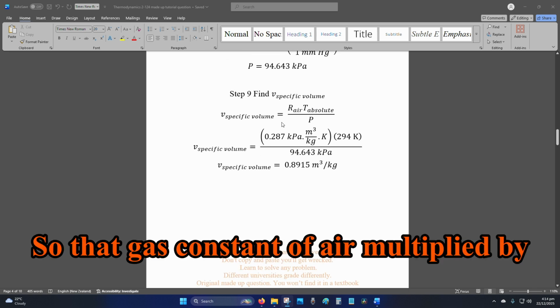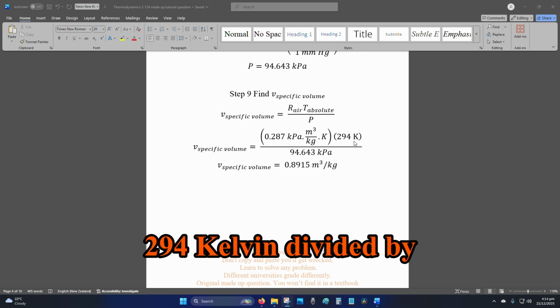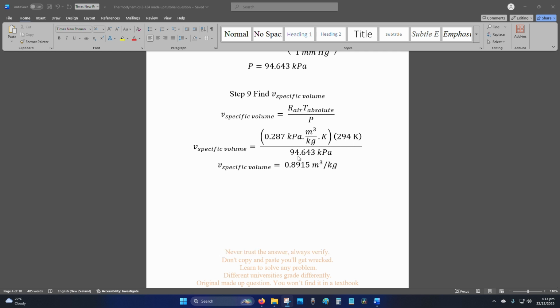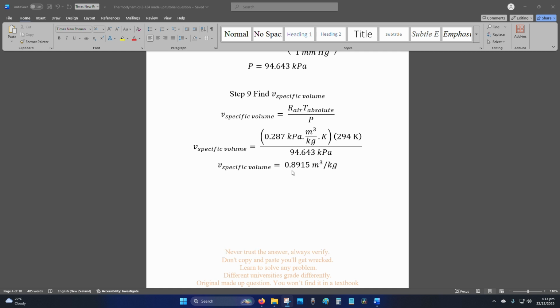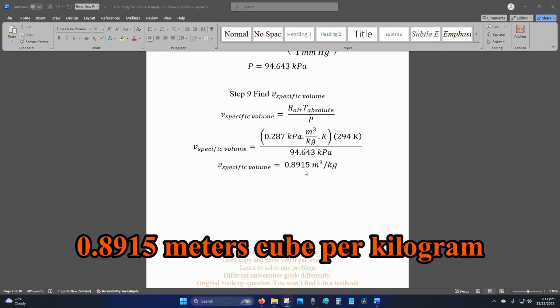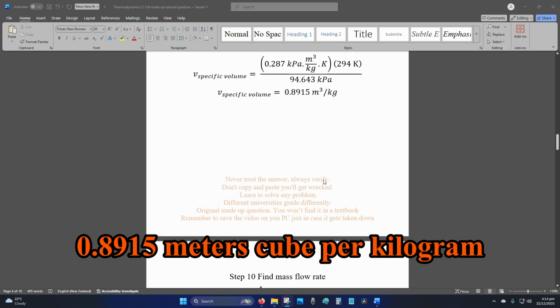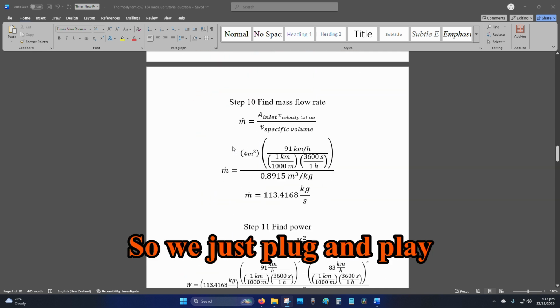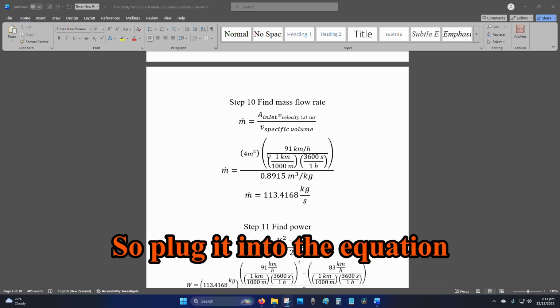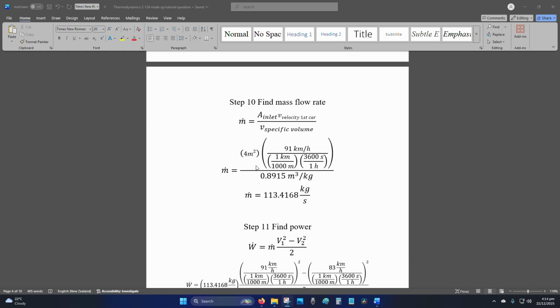So the gas constant of air multiplied by 294 Kelvin divided by 94.643 kPa will get 0.8915 meters cubed per kilogram. Step 10, we can now find the mass flow rate. So we just plug and play. So plug it into the equation.